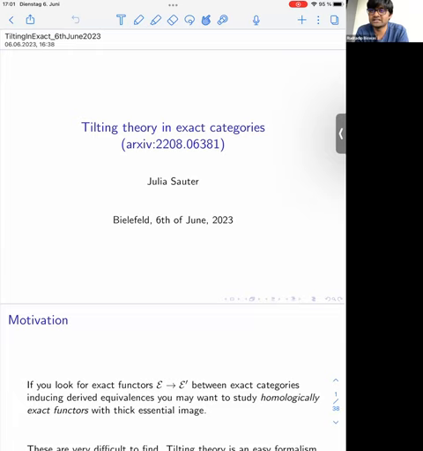Yeah. Thank you, Rudadip, for the invitation. I hope that the timing is roughly okay. I might be actually finishing a bit earlier, but let's see.